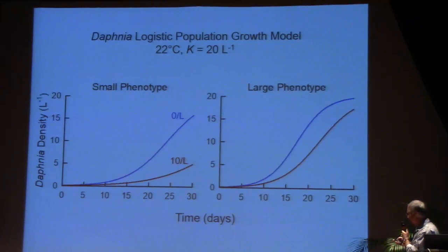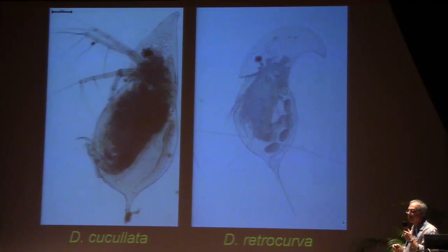And this large effect of cyclopoid predation and other invertebrate predators on small Daphnia then results in the production of these large induced morphological defenses such as helmets, especially in the smaller Daphnia species like Daphnia cucullata and Daphnia curvirostris, to try to combat that level of cyclopoid predation.